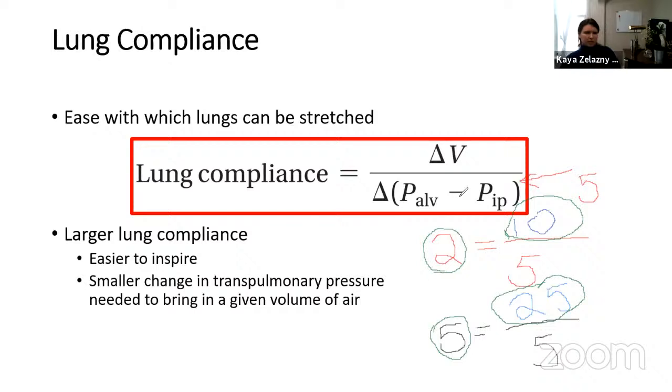So this is what we mean about the ease with which the lungs can be stretched. Ease has to do with this difference in pressure. And we can see that it's easier to get air into a more compliant lung. If you exert that same amount of pressure, you'll get a lot more air.